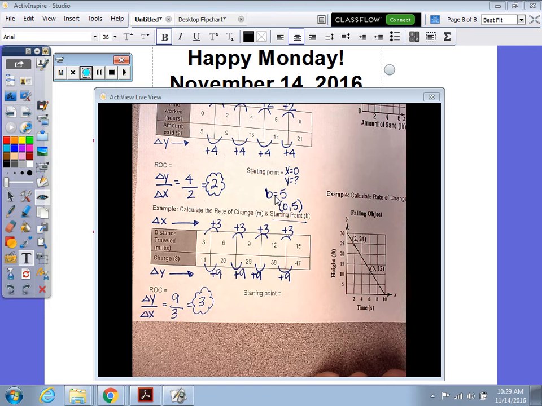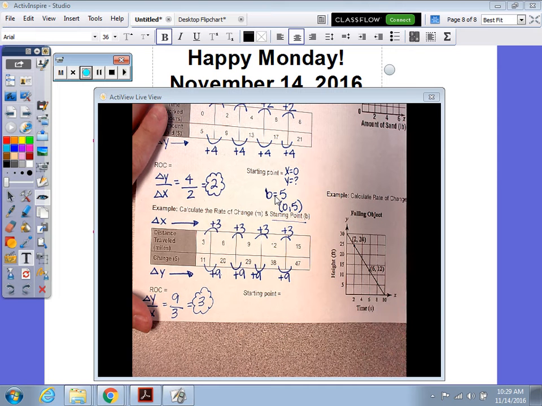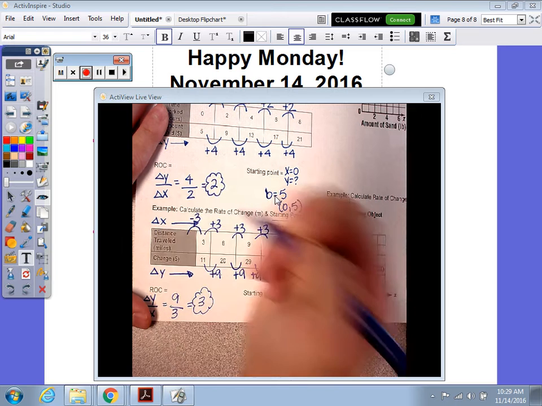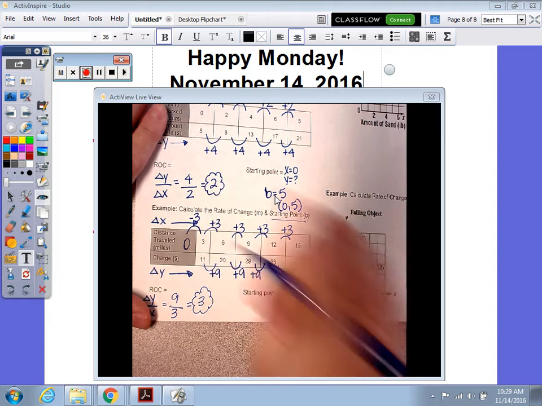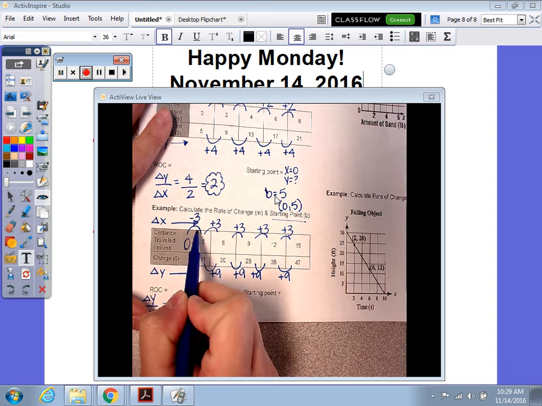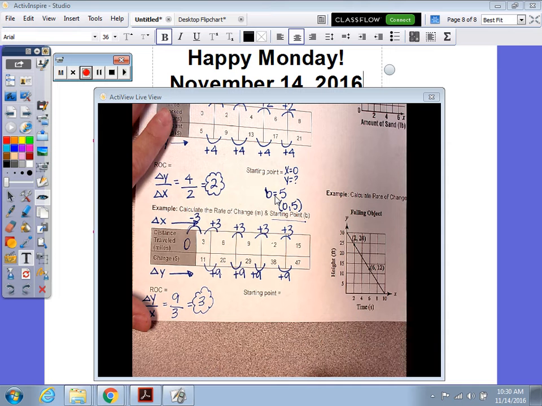Now, I want to figure out what happens when x is 0. So if I was adding 3 to make my numbers bigger, I would subtract 3 to find my x value of 0. So I would continue to use my constant rate of change for x, and I would do it as many times as it would take to get my x value back to 0. In this case, it only took one time.